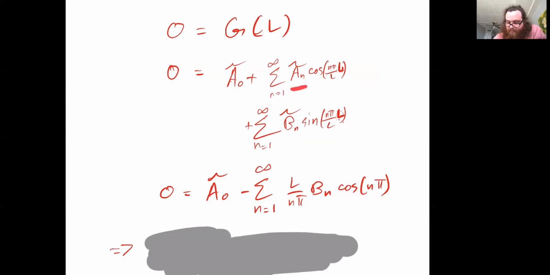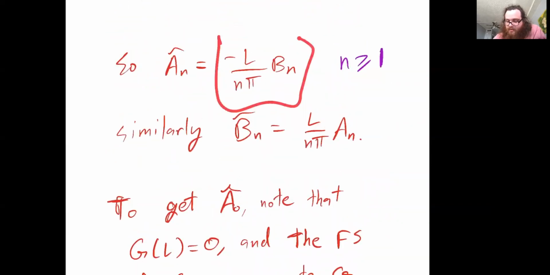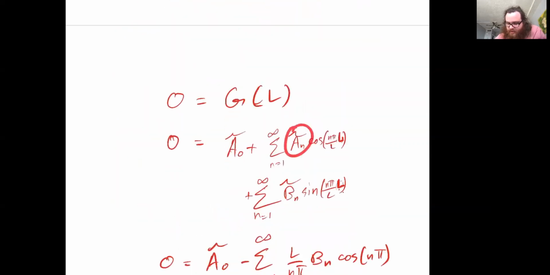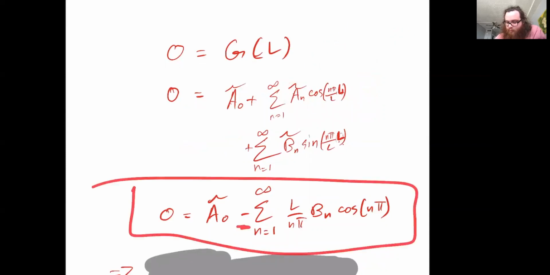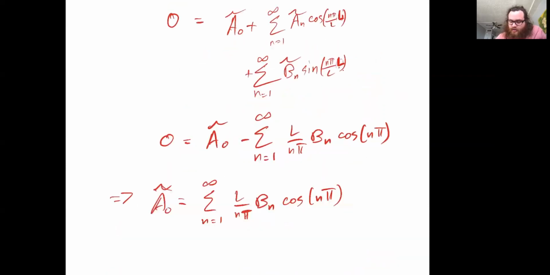But what was a sub n tilde? That was exactly minus L over n pi b sub n. Okay, so we're going to plug this in wherever we see an a sub n tilde. So this becomes minus L over n pi b sub n. Pull out the minus sign. This is what we end up with. Oh, and look, we have a way for computing a sub 0 tilde. So moving things around, we've computed what a sub 0 tilde is.